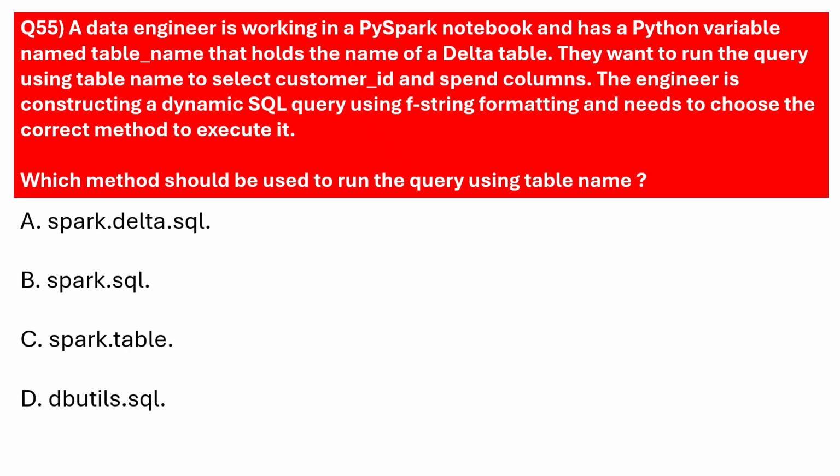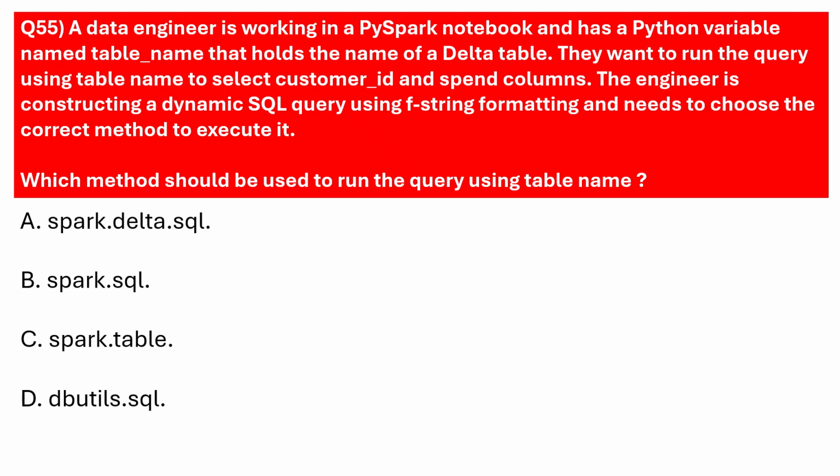Q55. A data engineer is working in a PySpark notebook and has a Python variable named table_name that holds the name of a delta table. They want to run the query using table name to select customer_ID and spend columns. The engineer is constructing a dynamic SQL query using f-string formatting and needs to choose the correct method to execute it. Which method should be used to run the query using table name?